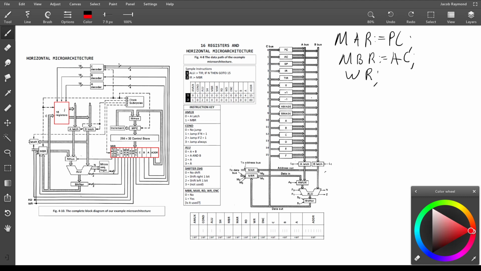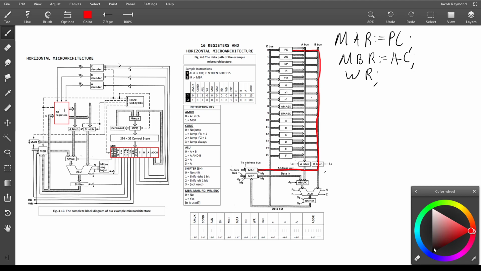I'll use red for this. So in order to get to the MAR, I've got to come back up here, all the way to PC. That has to go through the B bus. There's no way to go through the A bus to do that.